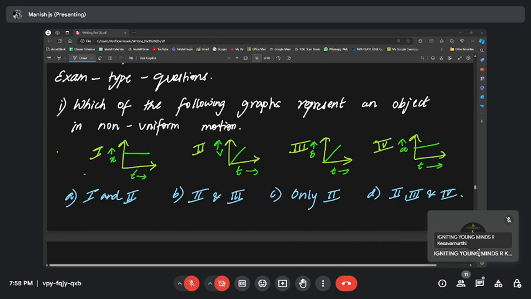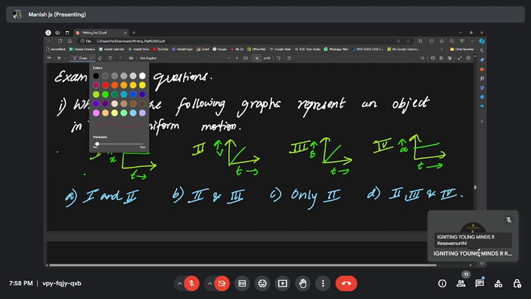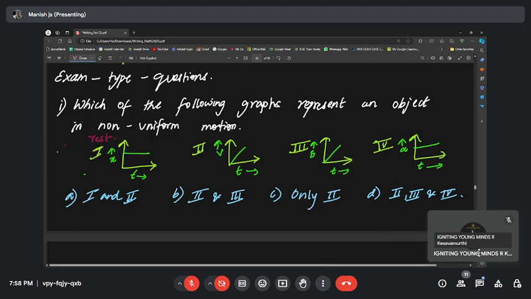Do you have a non-uniform motion graph here or not? Is there any graph that represents non-uniform motion? No, sir, everything represents uniform motion. Everything is representing uniform motion. Look at the first one: the object is at rest, right? If you try to analyze it carefully.